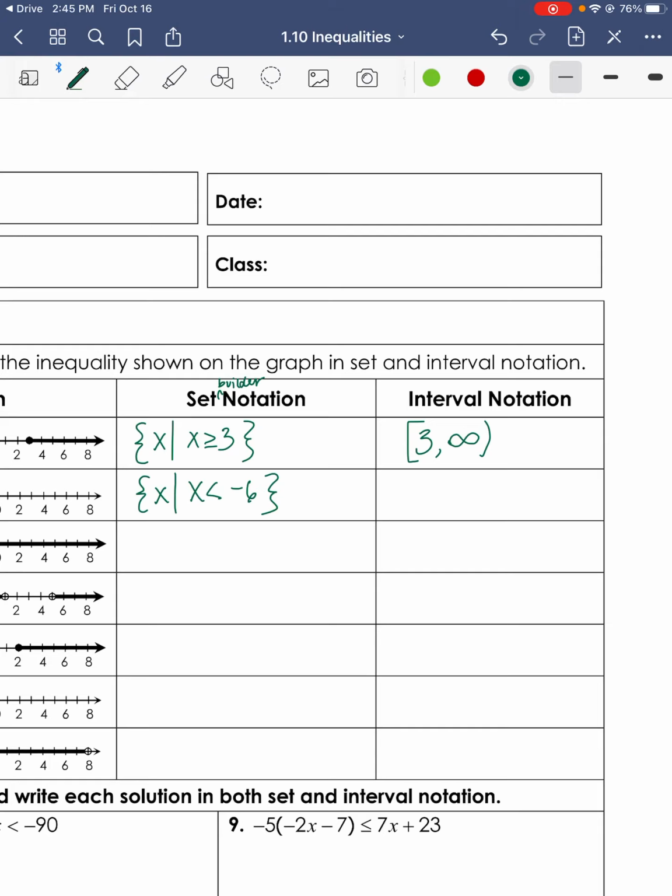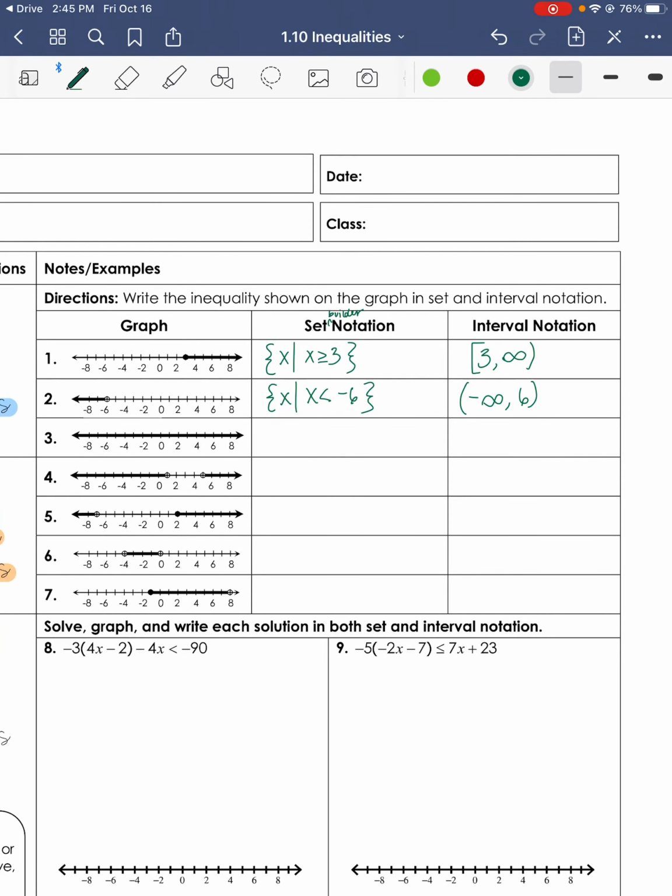Okay, so writing in interval notation, we'll write our lower bound, which is going in the negative direction forever, so we represent that with negative infinity. Our upper bound is -6. Infinities will always get a parenthesis, and then since -6 is not included here, we'll also give a parenthesis to that. There's interval notation for that.